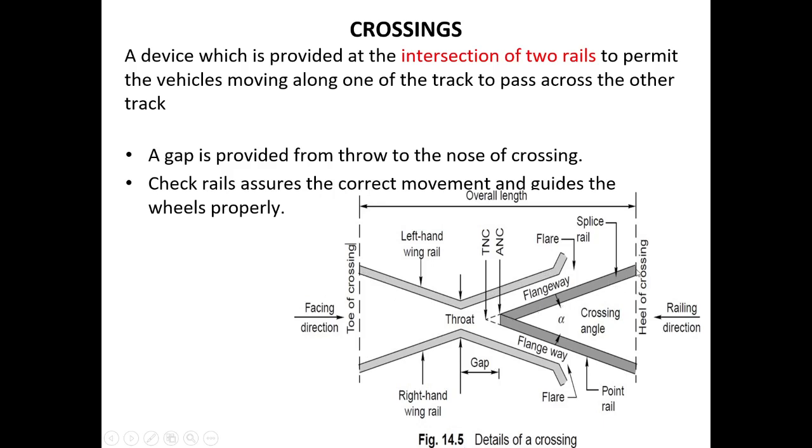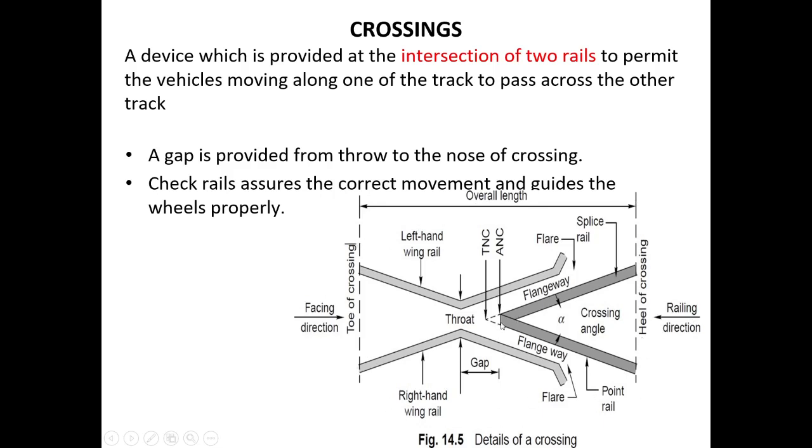These are the splice rails, and this is the point rail. This is the left hand wing rail. This is the right hand wing rail. This is the toe of crossing, and this is the heel of crossing. This is the facing direction, this is the trailing direction, and this is the overall length of the crossing.